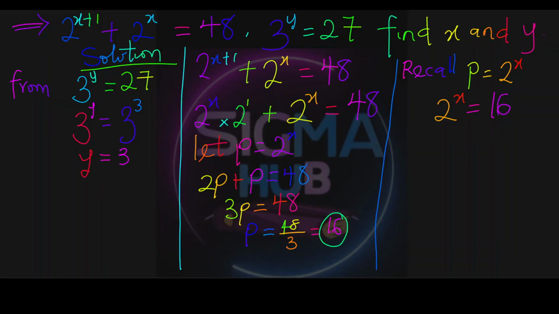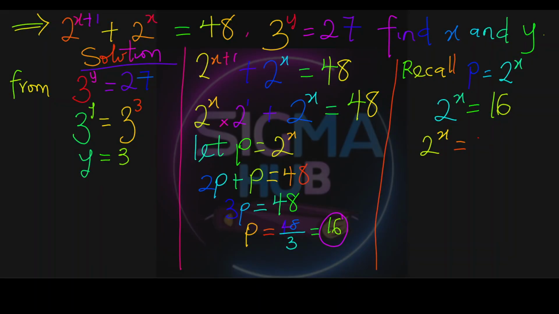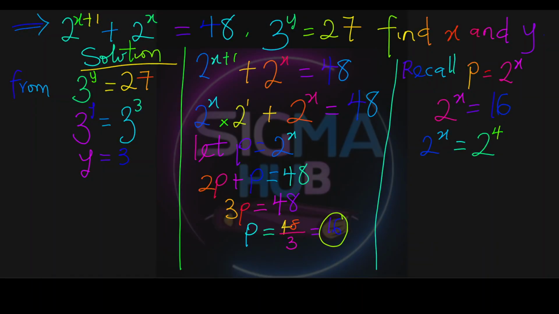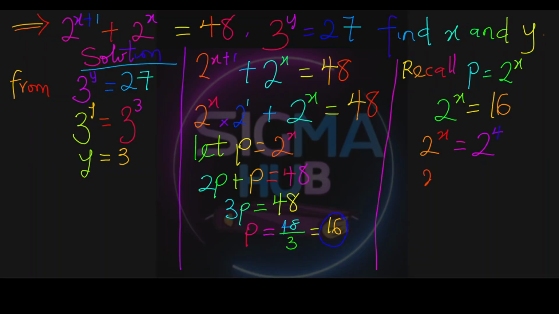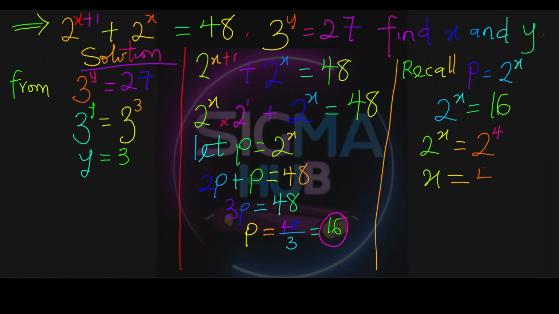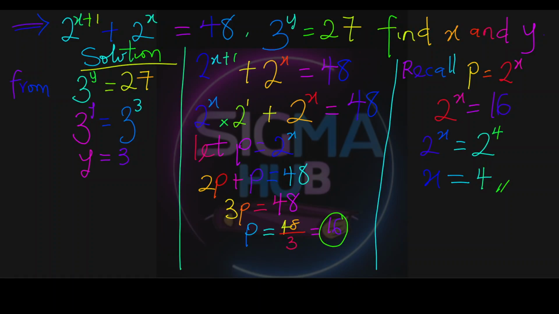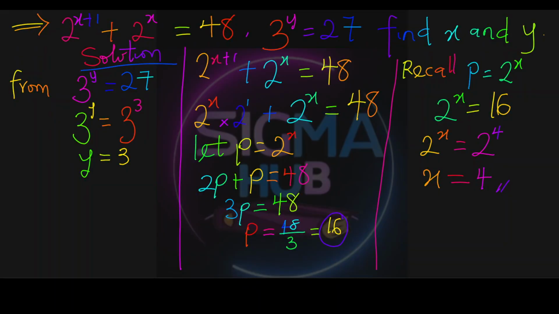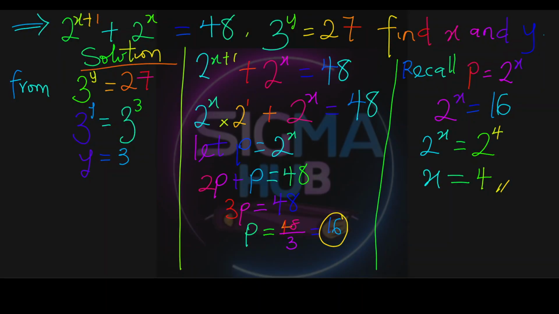And of course we can easily get this done. So we have 2 raised to the power of x equal to 2 raised to the power of 4. Then we can equate the power because the bases are the same. So therefore x equal to 4. And as you can see, y is 3, x is 4. We solved both of them separately, not together. And that's how you go about this.